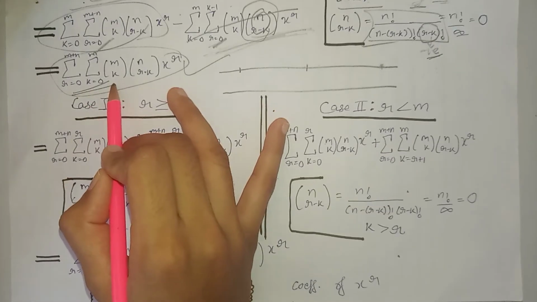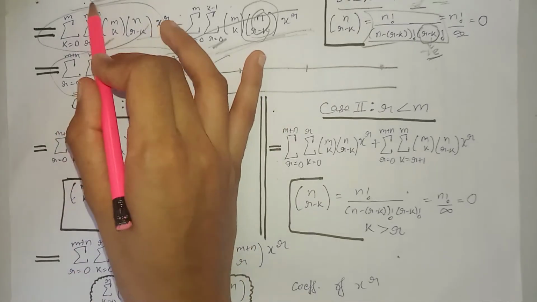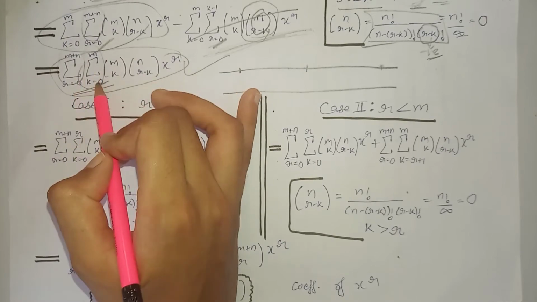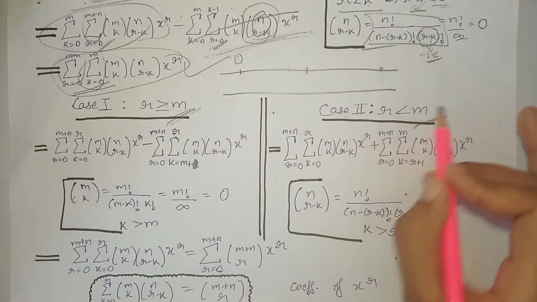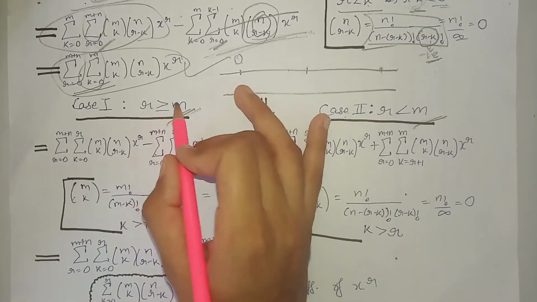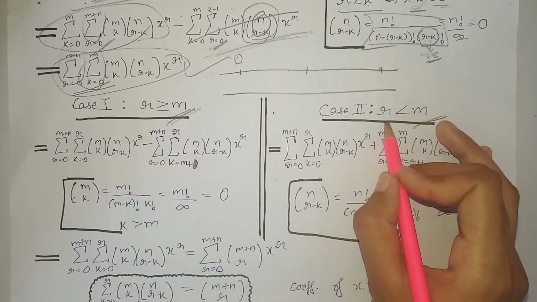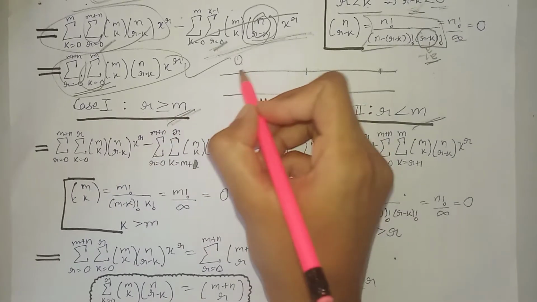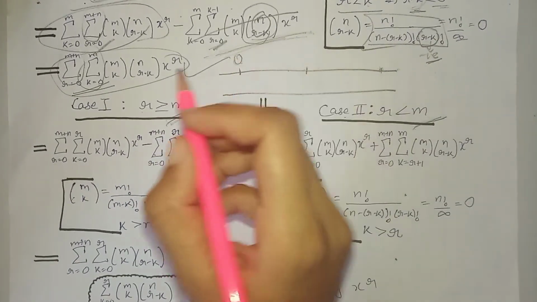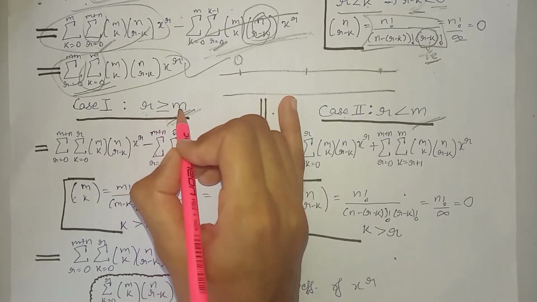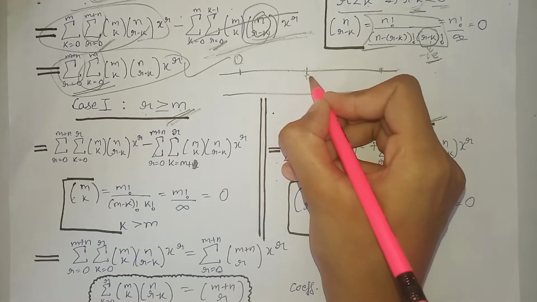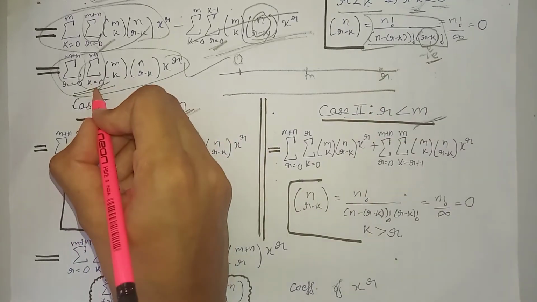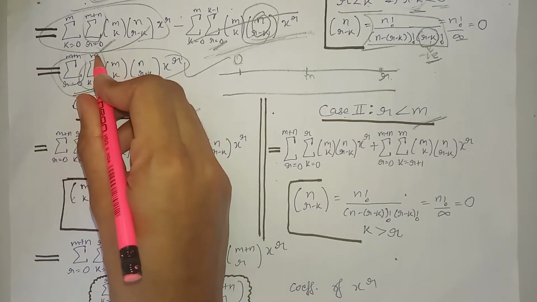Here we just change the places of the summations, that is the second summation at the first place and the first at the second place. Now we will use two cases. In the first case we will use r is greater than or equal to m, and in the second case we will say that r is less than m. Now in the first case, suppose on the number line here we have 0. Now they are saying that r is greater than m, that is if we have m here then r must be here. Now here we are using the interval 0 to m.